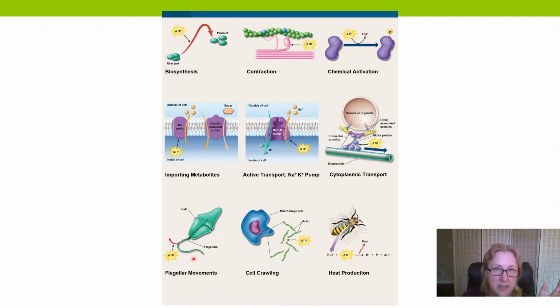Moving flagella and cilia also uses ATP. Dyneins walk on the microtubules and move the flagella or cilia. Cells crawling also use ATP because the actin that's being used to make those pseudopodia is being actively assembled using ATP as well.